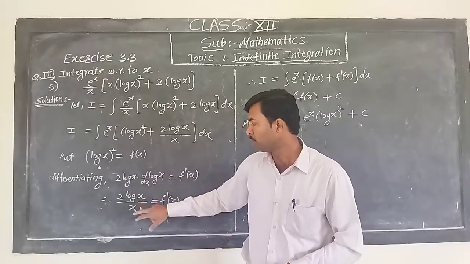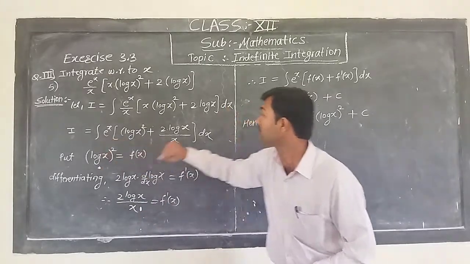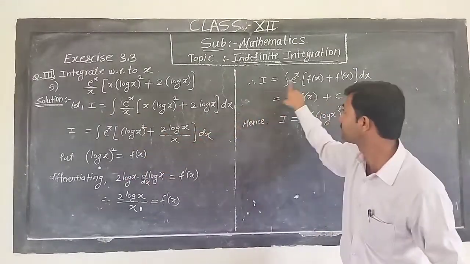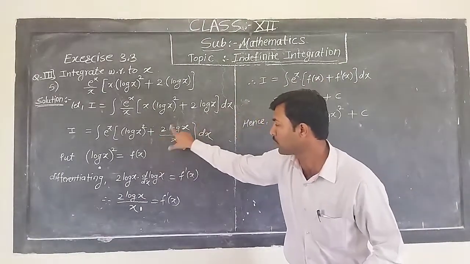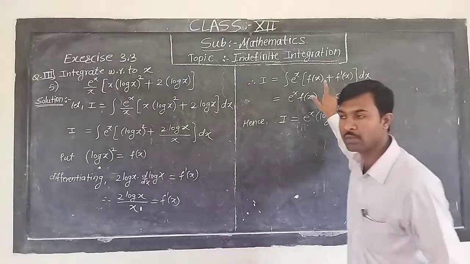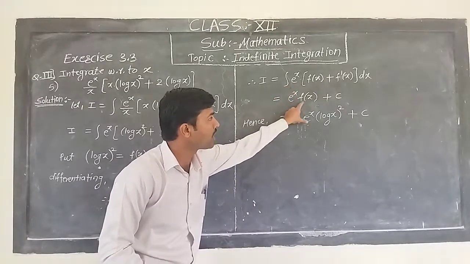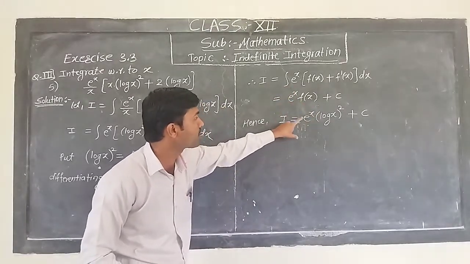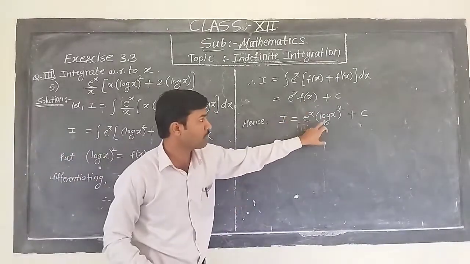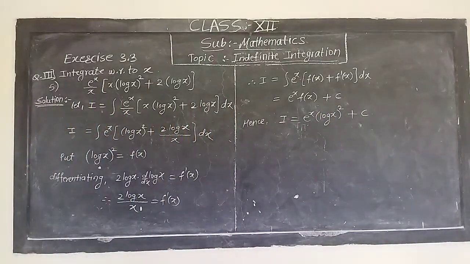After replacing both these terms in this equation, we get I is equal to integration of e raised to x into log x whole bracket square replaced by f of x plus 2 log x upon x replaced by f dash x into dx. And for such types of integration problems, the answer is always e raised to x into f of x plus c. So what is our f of x? It is log x whole bracket square. I replace this f of x by log x whole bracket square plus the integration constant c. Here is the solution for this problem.